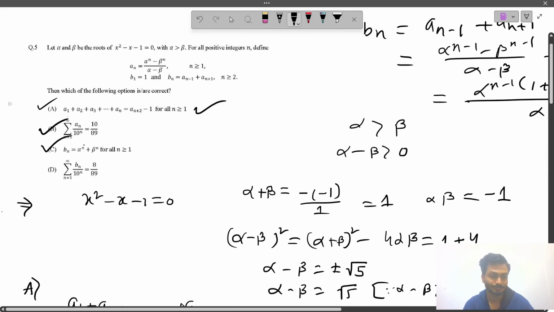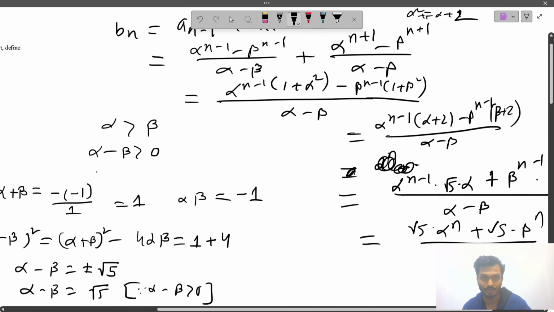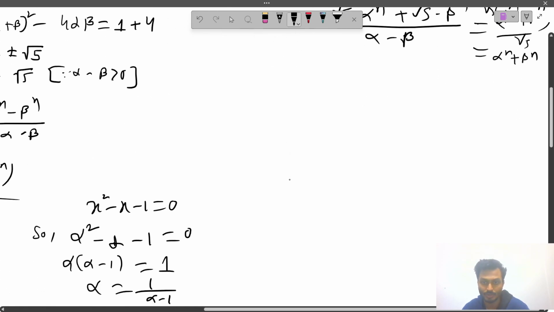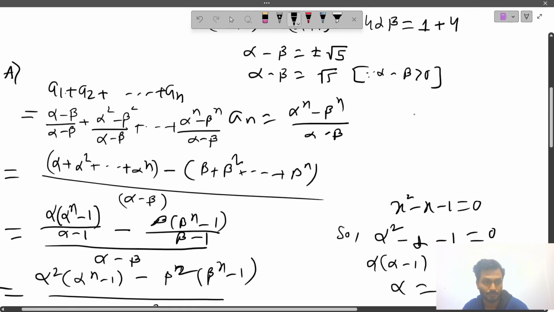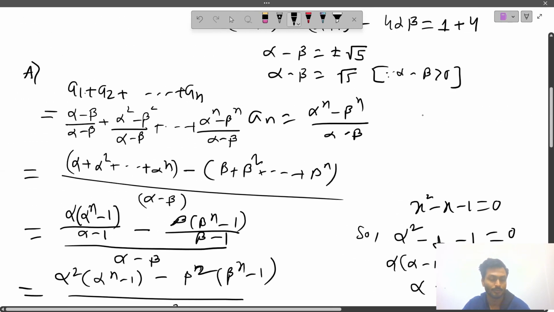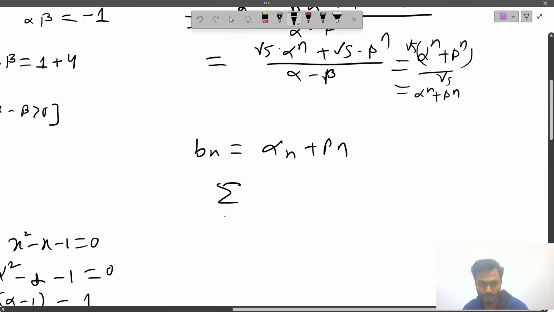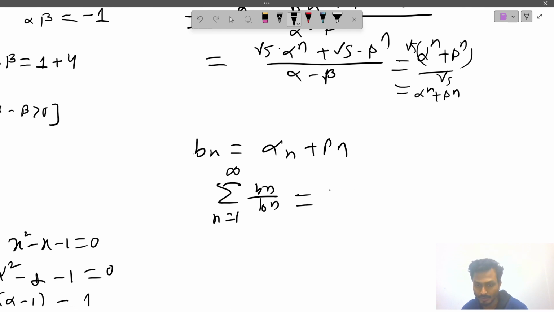Now we will check the fourth option using the third option. From the third option, what do we get? Bn equals alpha to the power n plus beta to the power n. Now for the fourth option, we have to find the summation of Bn divided by 10 to the power n, n equals 1 to infinity. So this will be equal to the summation, n equals 1 to infinity. Bn means what? Alpha to the power n plus beta to the power n.